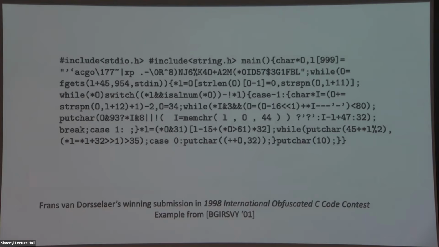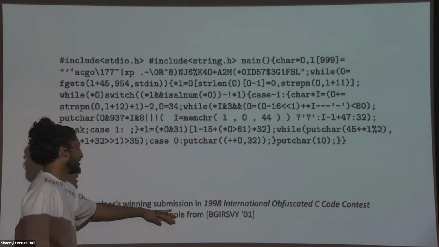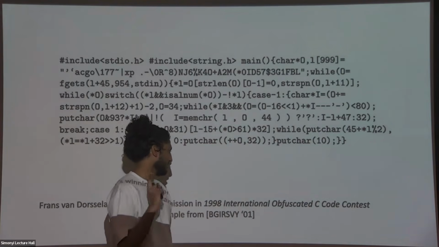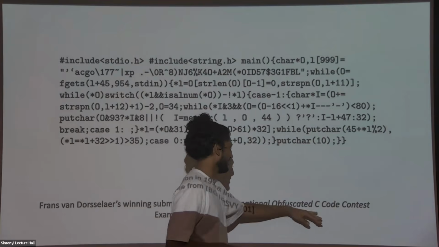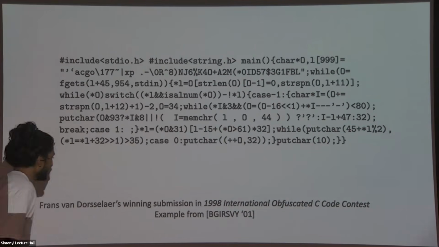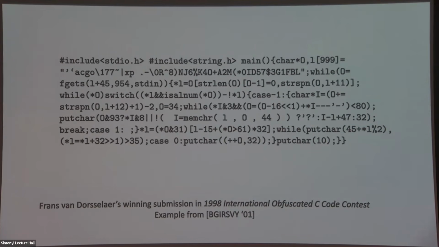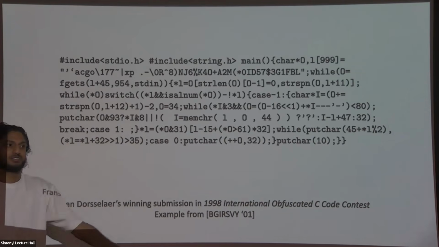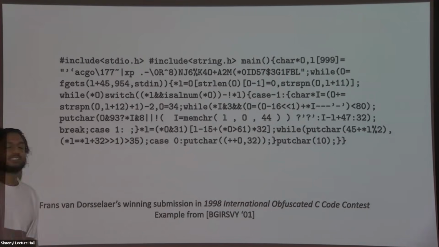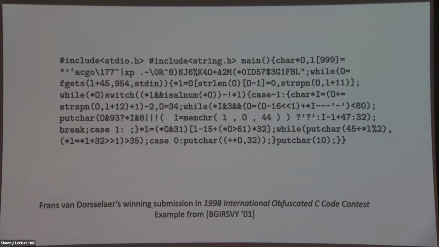This is Van Dorsler's winning submission to the IOCCC, not the International Olympic Committee, but the International Obfuscated C Code Contest. This is an example that appears in Barak et al. Here I gave you access to some code. You have full understanding of what this function is doing. I've given you everything. Nevertheless, it really wasn't helpful to look at the code. Everything we learned about it, we learned by running it, by having access to it.